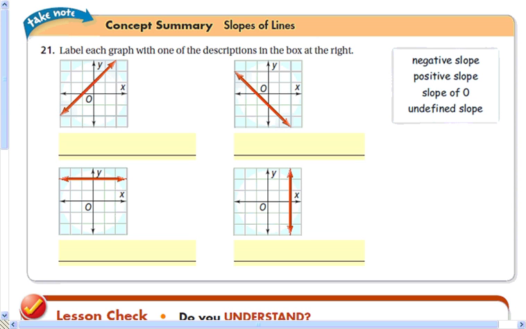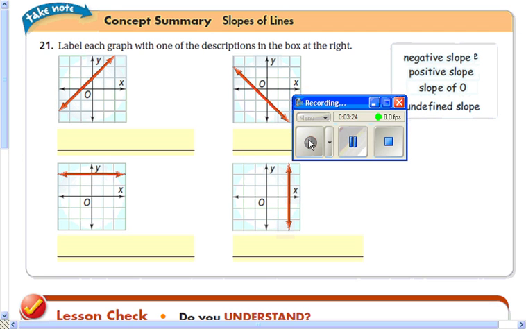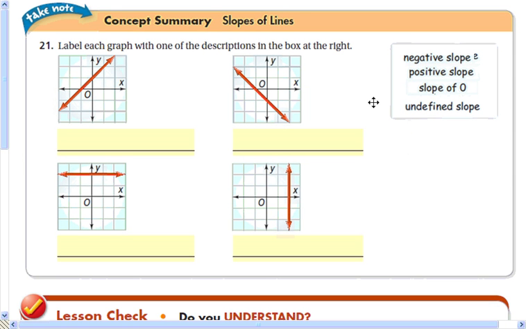All right, concept summary, slope of lines. We have some lines here, and we have a little word bank here we can use. So let's do a couple that we know for sure. We just learned that a vertical line has an undefined slope, so let's move that one down there. And we also know that a flat line has no slope, or a slope of 0, so that can go there.